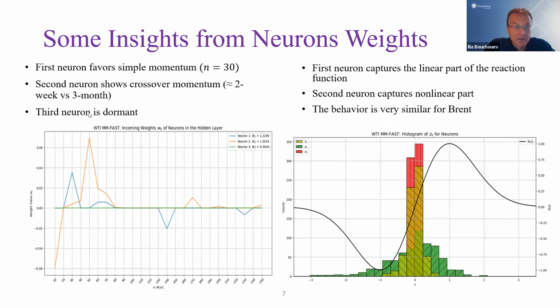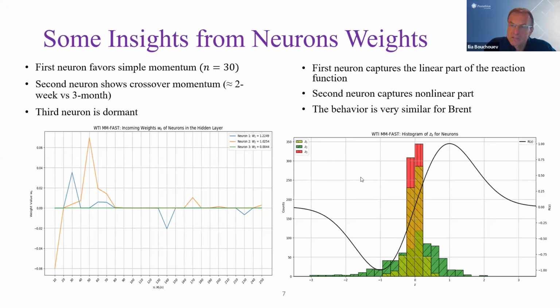And the third neuron is basically dormant. You see in here on the outgoing weights, its weight is almost 0. It is 0. So basically it says we don't really need it. So we capture everything effectively with 2 neurons. And the third one's not really adding a whole lot.